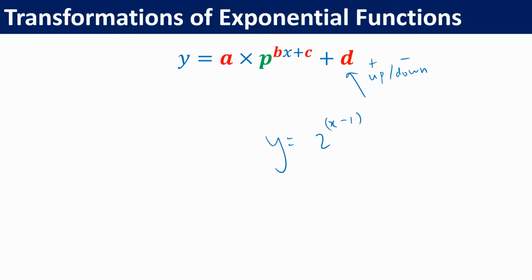What does this do? What if I change c to minus 1 and b is 1? What happens if I have 2 to the power of x minus 1? What does that do again? If you affect the x's, what are you doing now? What does the x minus 1 do?